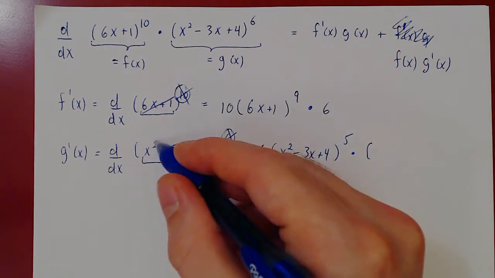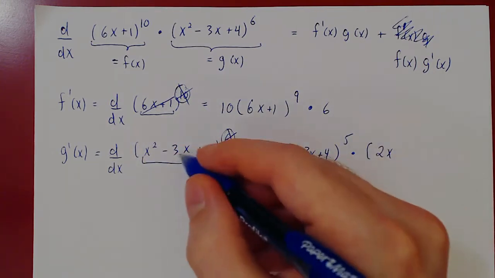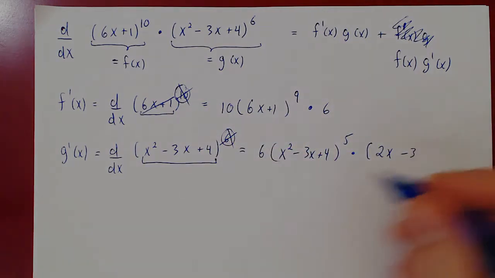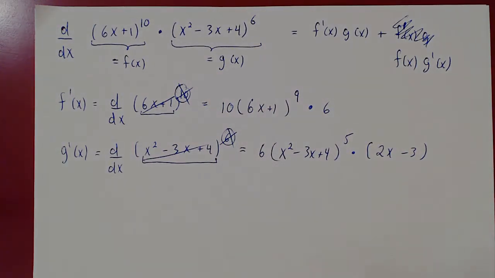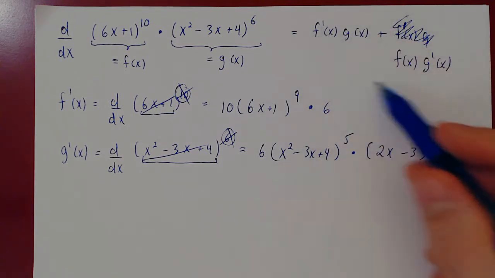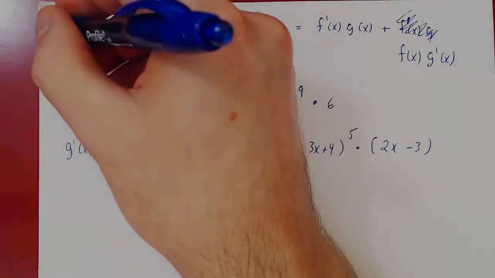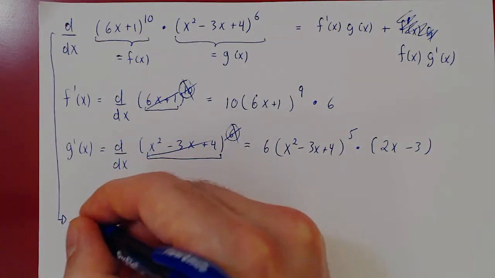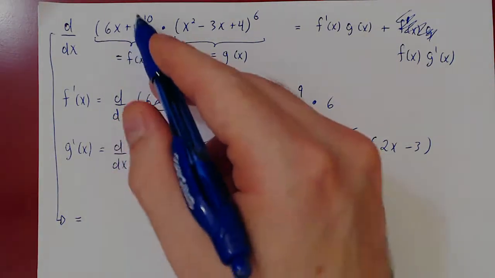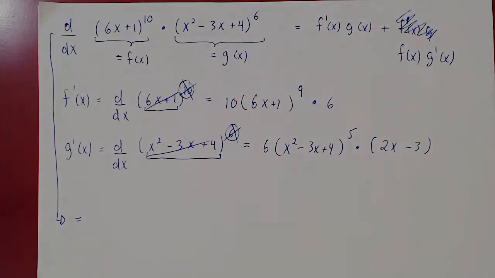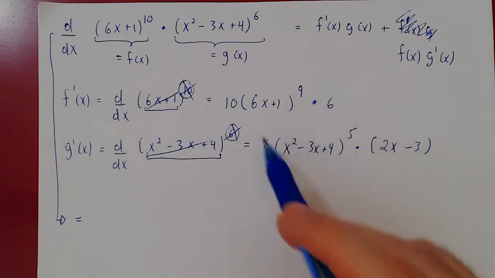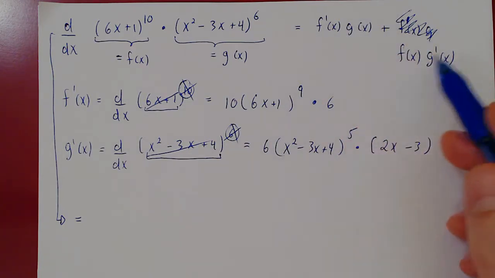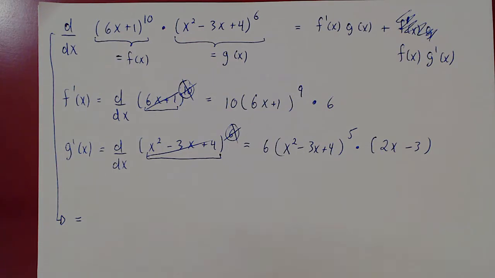The derivative is 2x minus 3 plus 0. And now there's nothing left over. So we have our f prime of x and we have our g prime of x. And now we can replace in the expression. So the derivative of this function times this function, and now the rest is algebra, right? We found the derivative of both f and g using the chain rule. That's a matter of plugging it in and simplifying as much as we can.